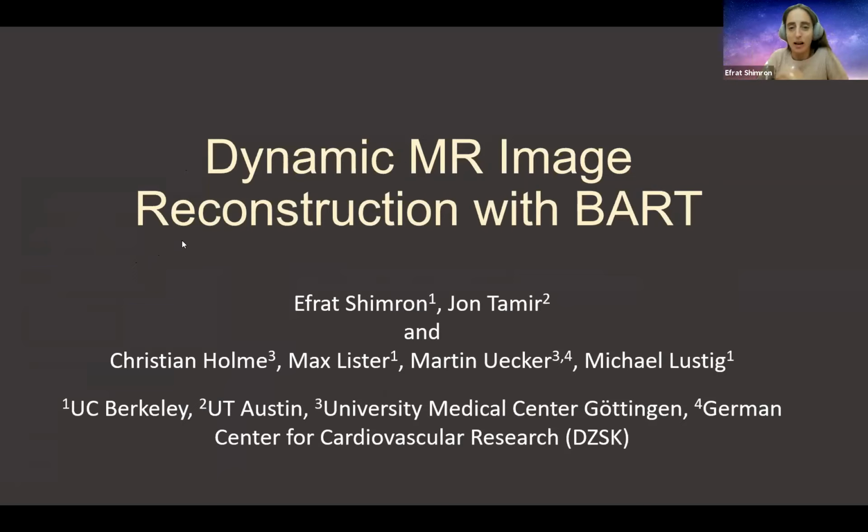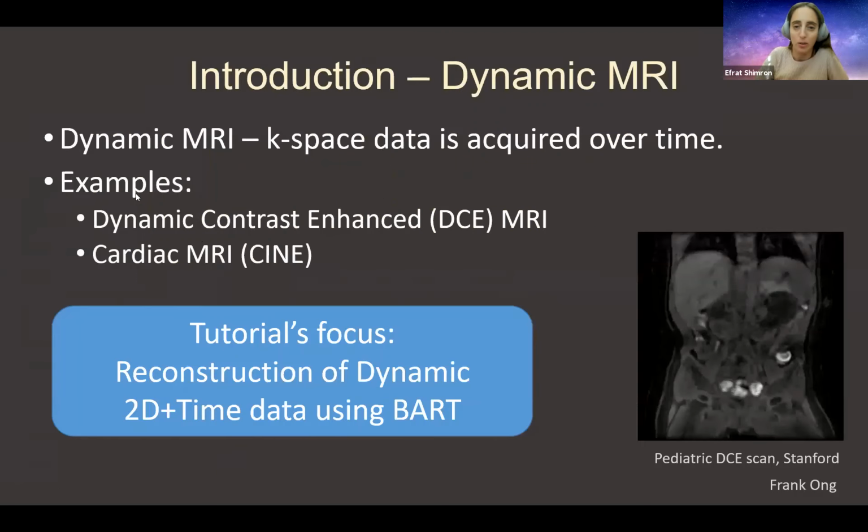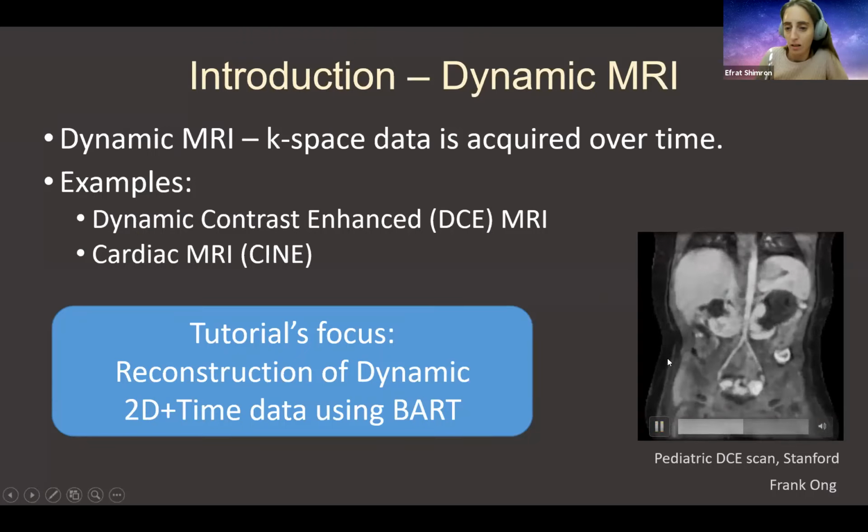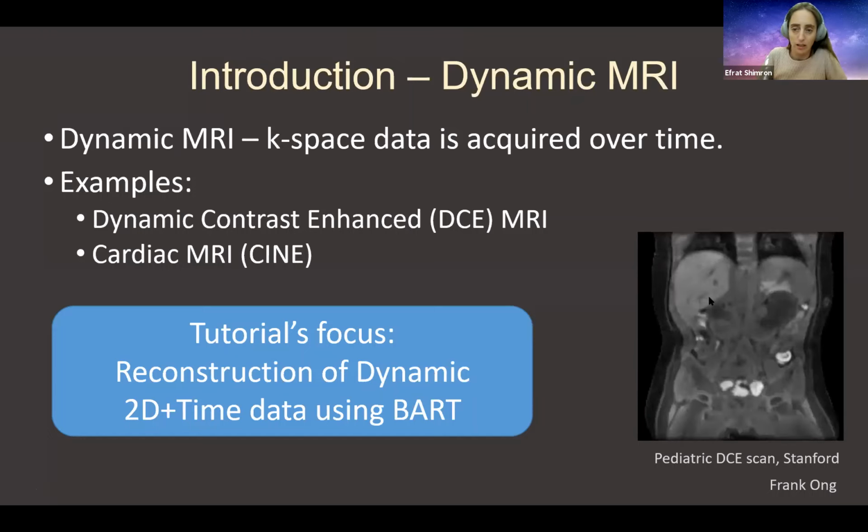And today I will talk about dynamic MRI reconstruction with BART. So let's dive into that. Before I start with the more technical details, let me give you a very brief introduction into what dynamic MRI is. In dynamic MRI, we acquire k-space data over time, again and again. Well-known examples for dynamic MRI are DCE, dynamic contrast enhanced MRI, and cardiac MRI, also known as CINE. And over here on the right, you can see an example of a DCE scan. This is a reconstruction from prospectively undersampled k-space data that was acquired at Stanford in a pediatric DCE scan.